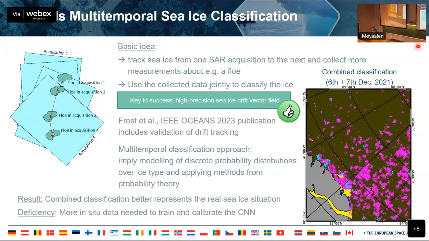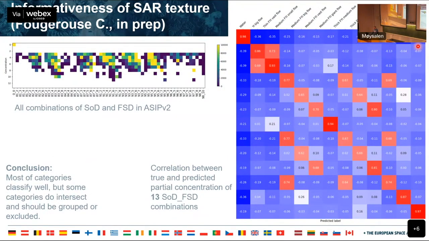Yes, the challenge is that much more data is needed to calibrate such a neural network. One more research was aiming at evaluating informativeness of SAR image texture, how much we can actually derive from that. For testing this informativeness, we took the ASIP version 2 dataset, and here is the histogram of all combinations of stage of development and flow size distribution that is present in this ASIP version 2.